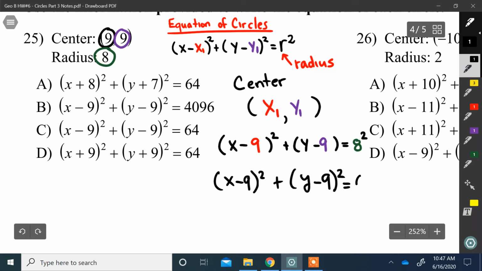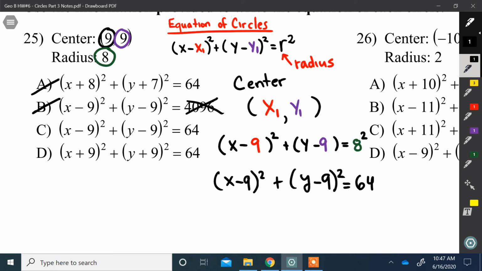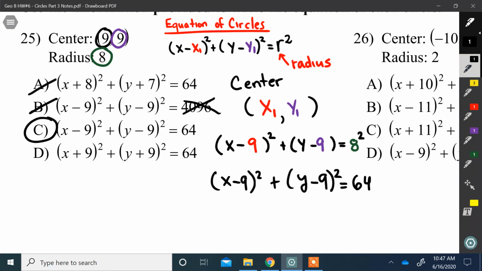Okay, 8 squared is 64. So take a look at what you have in here. This A, that definitely doesn't work. This, the radius is wrong. And then it's between C and D. But you can see that it has to be C. Okay? Because those are now pluses right there. It's y minus y1. Okay, so the answer for that one, it's C.